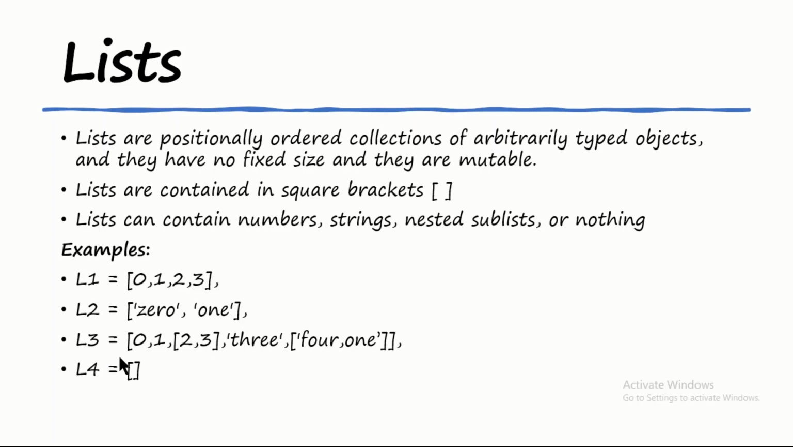In the third one, I have a mixed type of data. In a single list I can contain different types of data. As you can see here, the first two are integers. The second one is a list inside the list. The third one is a string, and the fourth one is again a list. And L4 is an empty list. So we can also define an empty list. That means it doesn't contain any values.